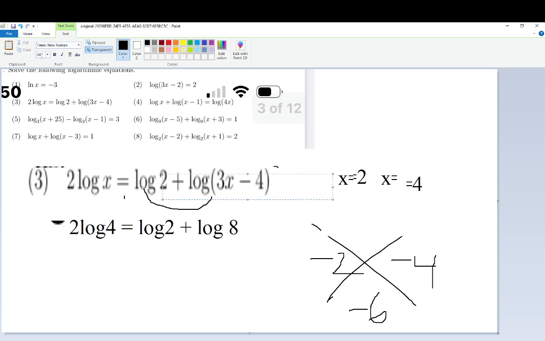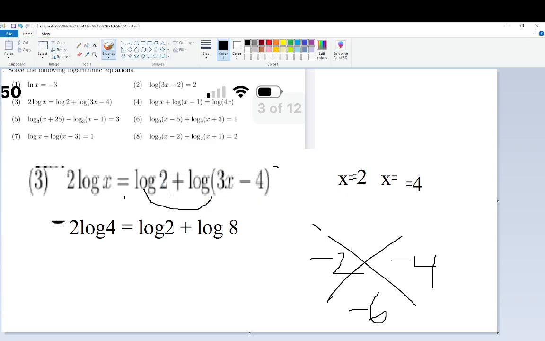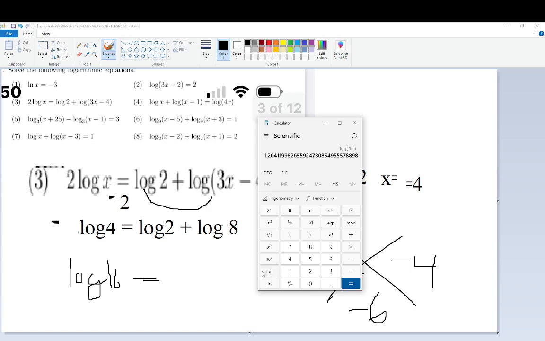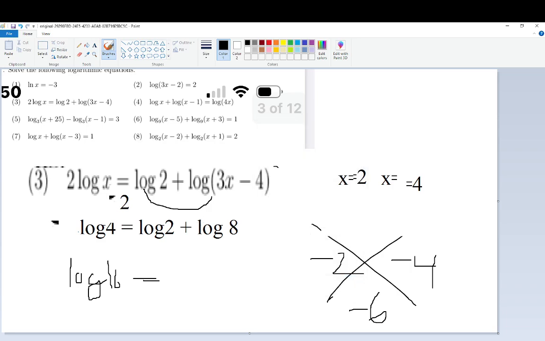Well, to do that, we can say log 2 plus log 8. Is that going to be equal to, let's see if I can do it in a way that makes sense. Log base 10 is tough to see. Well, I could put it in my calculator, but also this becomes log of 16. So does log 16 equal log 2 plus log 8? Let's see. Does the log of 16, 1.204, equal the log 2 plus log 8? It does. So that works as well. So that means the answer is 2 or 4. That one was sort of tough.